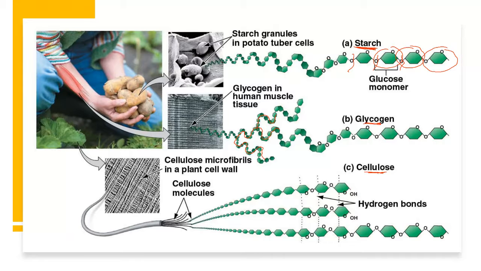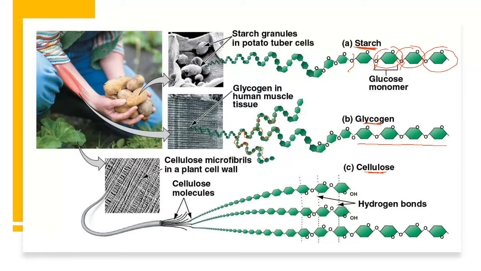But if you have too much glucose in your body, your body is going to bring that glucose into your cells, and your cells are going to stick these monomers, these glucose molecules, together into long chains, into a long polysaccharide called glycogen.